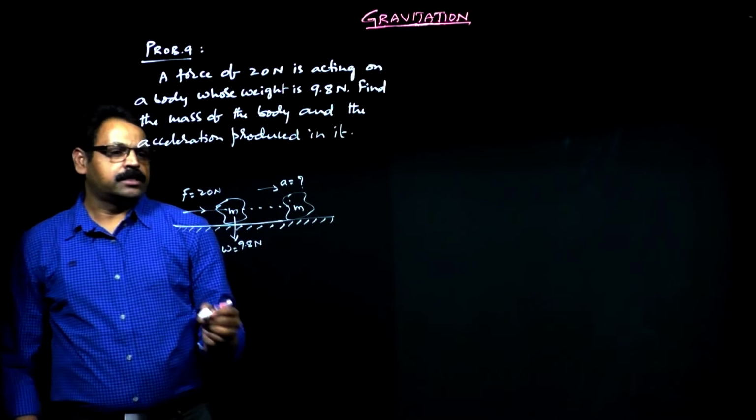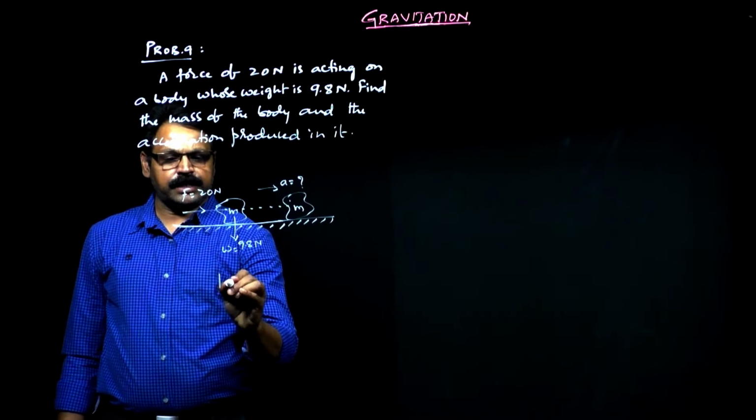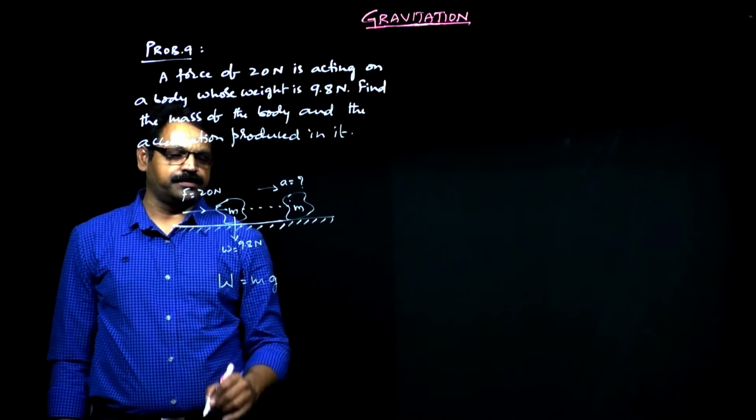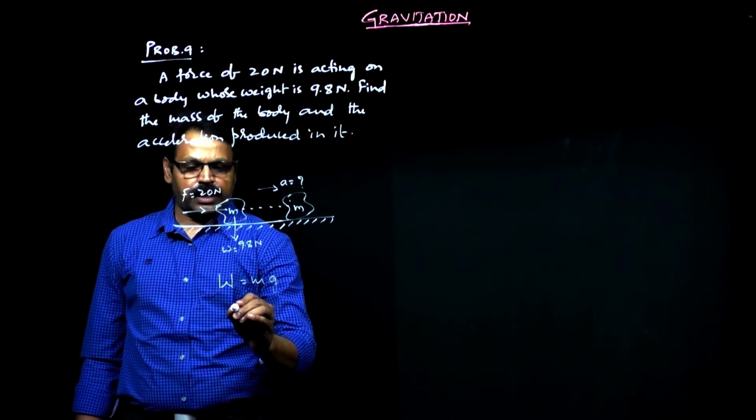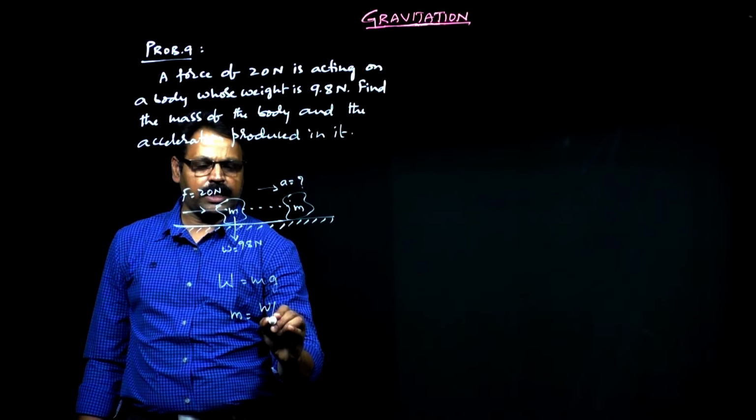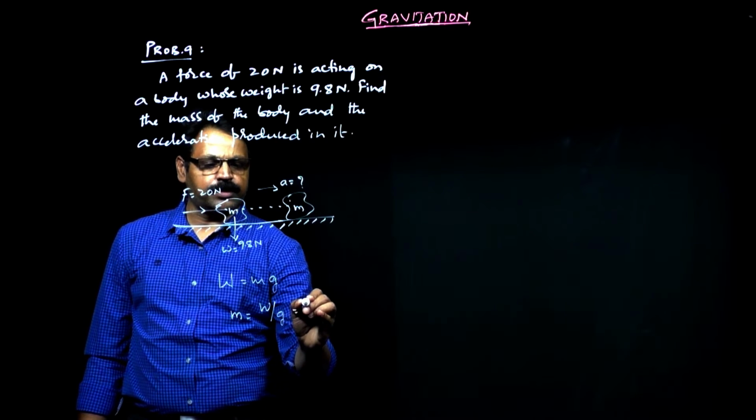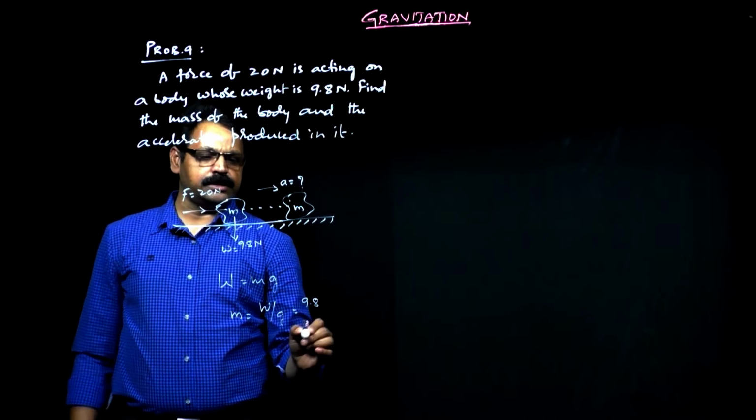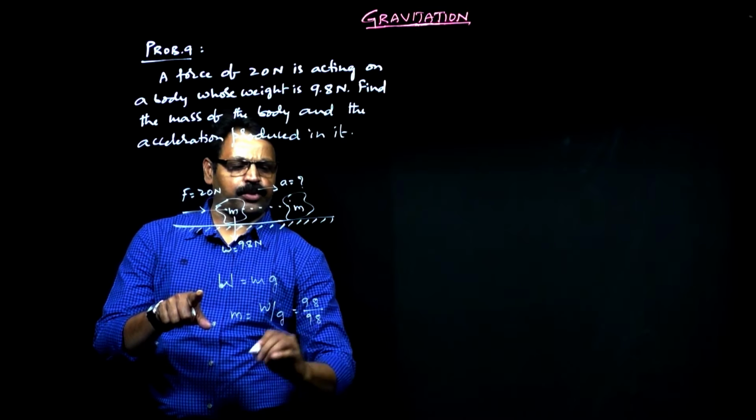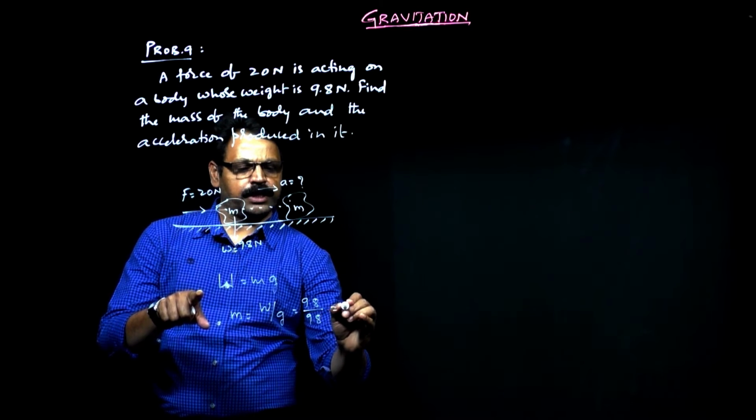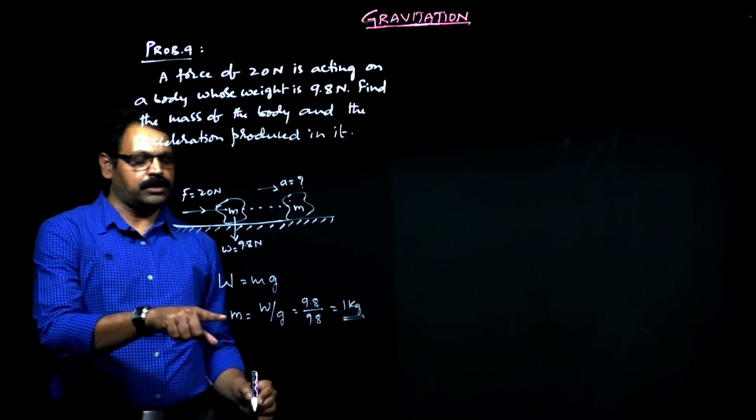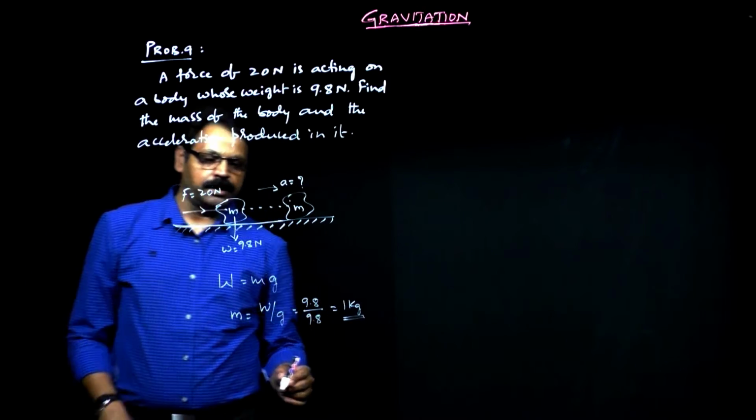So for this we have weight is nothing but mass multiplied by acceleration due to gravity. Here weight is given to us, therefore mass can be calculated as m is equal to w by g. That comes out to be 9.8 newtons is the weight given, divided by acceleration due to gravity, 9.8. It comes out to be 1 kilogram. So the first answer is this. 1 kilogram is the mass of the body.